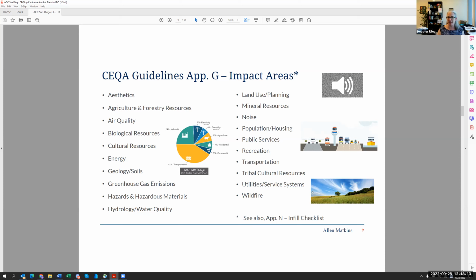99.9% of the time, we don't study every one of them. Some of them get screened out, particularly for urban or infill projects. We're not often studying ag, we're not often studying mineral rights. Those things just go off the table. You can also pull some out because of a variety of streamlining options that we'll talk about later.